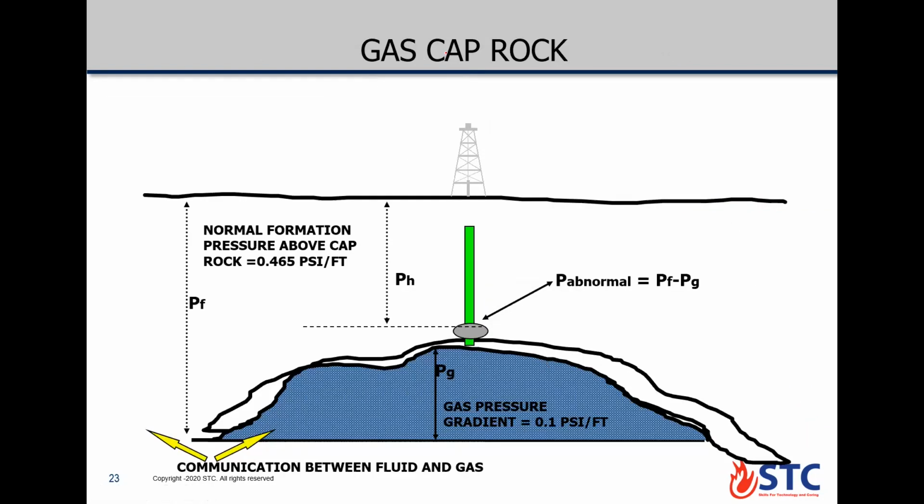The second reason is called gas cap rock. As you know, gas is a lighter fluid, and due to its lower density it tends to move upward. But here we have a sealing formation, a cap formation or cap rock. This sealing formation acts like the shale, so no permeability. So gas can't move upward further. So let's take, by calculation, the effect of the abnormally pressured formation.